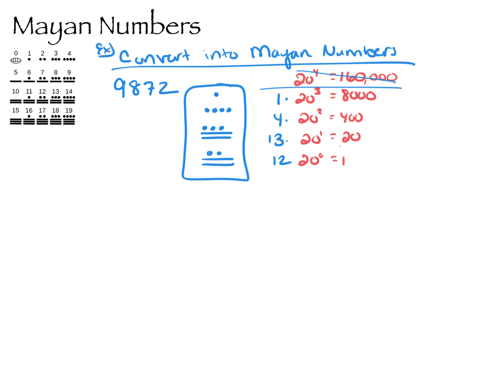Really cool. One of the reasons, by the way, that we think that the Mayans used a base 20, maybe you could think of it, is fingers and toes total 20. So it would be a natural way to count numbers and use as a base. Pretty neat.